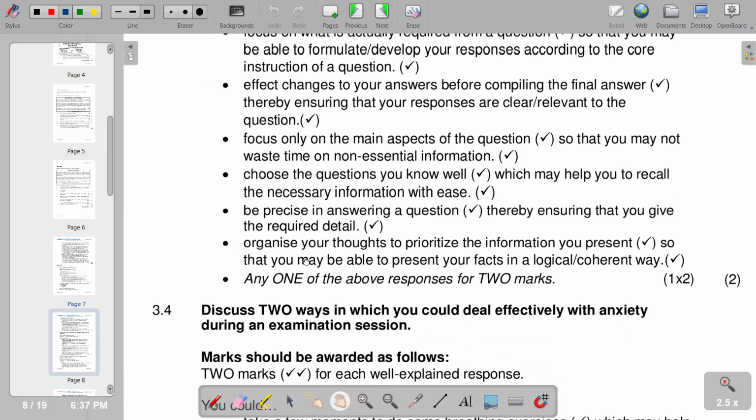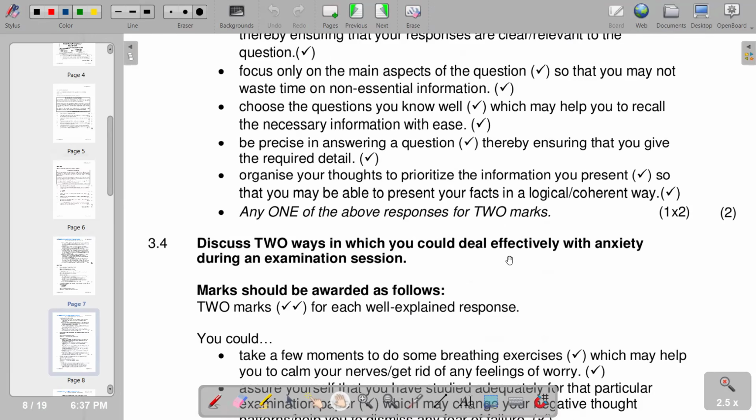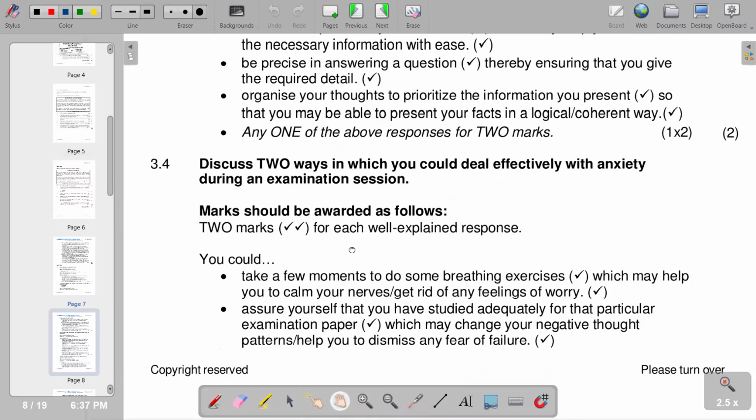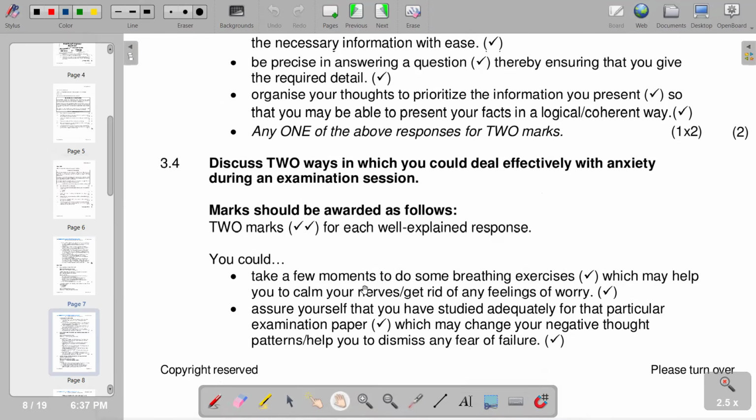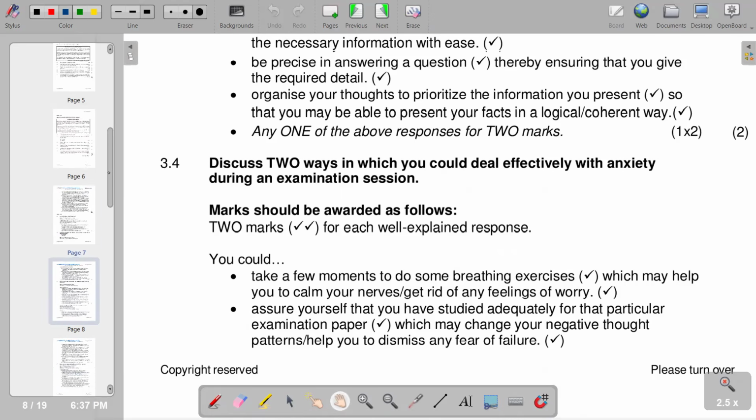Then, in terms of the next question, it is discuss two ways in which you could deal effectively with anxiety during an examination. So this is how we can deal. You could take a few moments to do some breathing exercises, which may help you to calm your nerves or get rid of any feelings of worry. And also assure yourself that you have studied adequately for that particular examination paper, which may change your negative thought patterns or help you to dismiss any fear of failure. So this is what we have in terms of our 3.4.